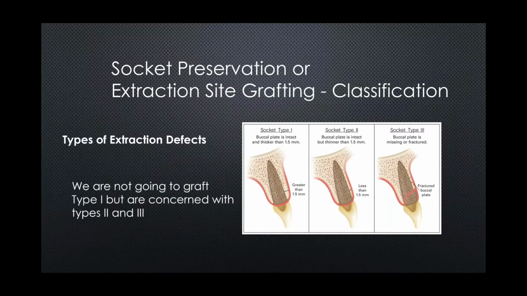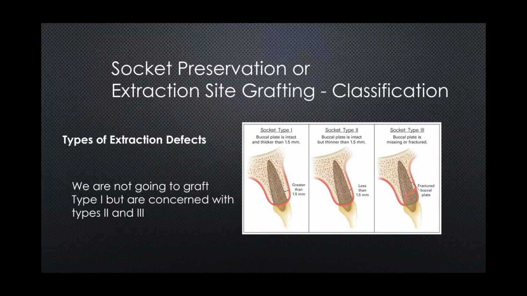Okay, so once again, do we graft every single socket? No, we don't. Type 1 sockets, which have bone greater than 2 millimeters or so, we don't graft. It's not necessary. If you're thinking in terms of a type 2 socket, where the buccal plate is there but thinner than about 1.5 millimeters, or a type 3 socket where the buccal plate might be missing or fractured, those two sockets are the ones that we're going to graft.